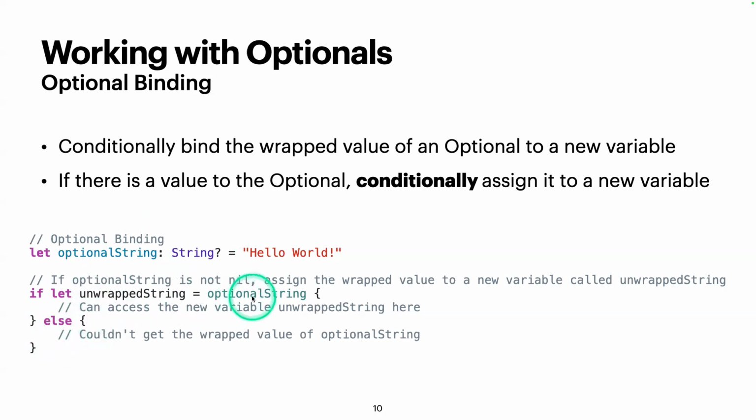If optional string has a value, which in this case it does, since it's initialized to hello world, it unwraps the value out of the optional string and assigns it to this variable called unwrap string. And within this scope, within these curly brackets, you can use unwrap string as a regular string data type. So I could append it, I can mutate it, I could print it out, and use it however I need to. Okay.